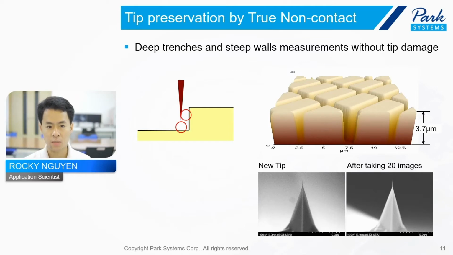And this non-contact mode is very useful when you want to measure deep trenches and sidewall measurement samples. In this example, this is the new tip. Before the measurement and after taking 20 images, we still have the same quality, the same tip apex radius.